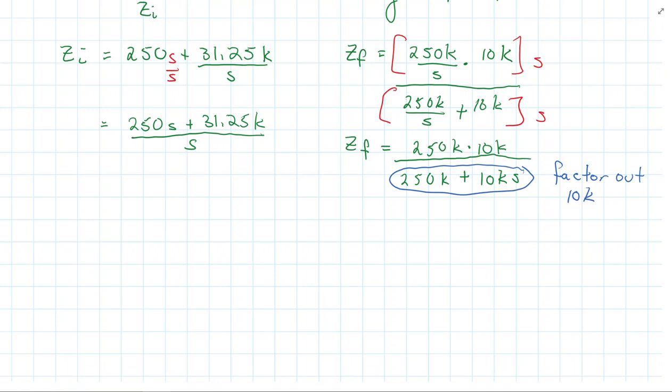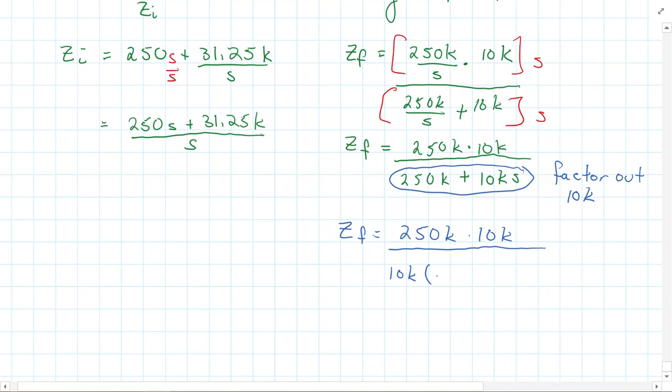So we're going to factor out a 10K. So if I factor out a 10K, what do we have here? Well, let's continue it in blue. 250K times 10K over, well, I'm factoring out a 10K, so I'd have 25 plus s.